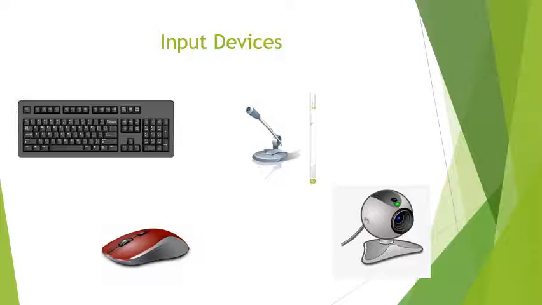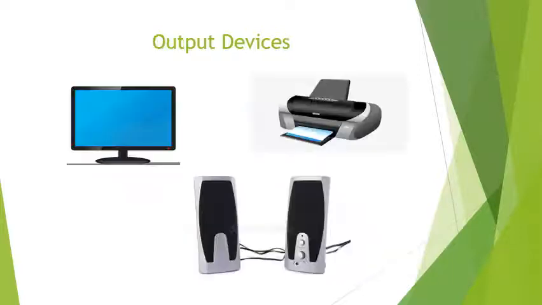Okay, now let us see the output devices. Output devices, these help to display result. So when I type something with the help of keyboard, that is the input, and the result I can see on a monitor. So monitor is an output device. In the same way, printer and speaker, these are the output devices on a computer.